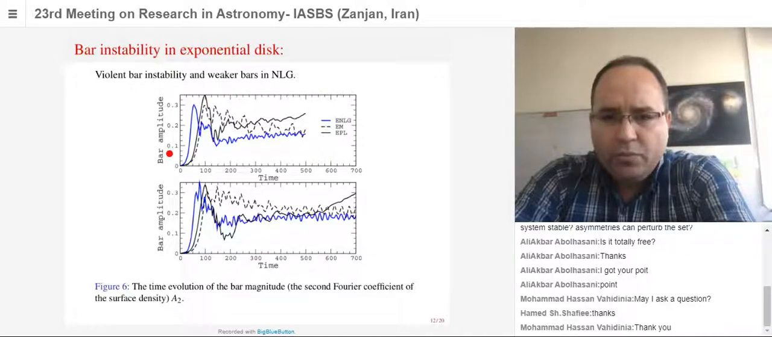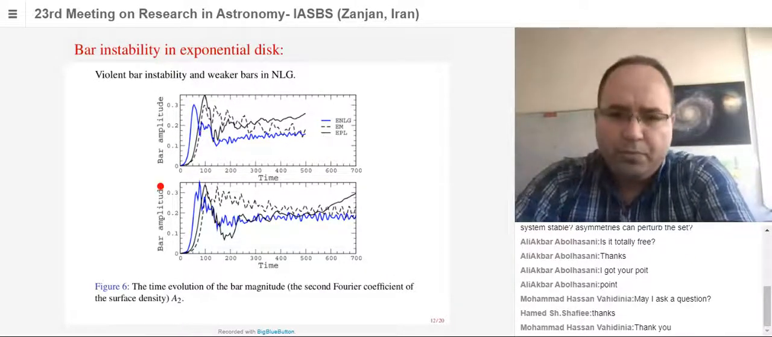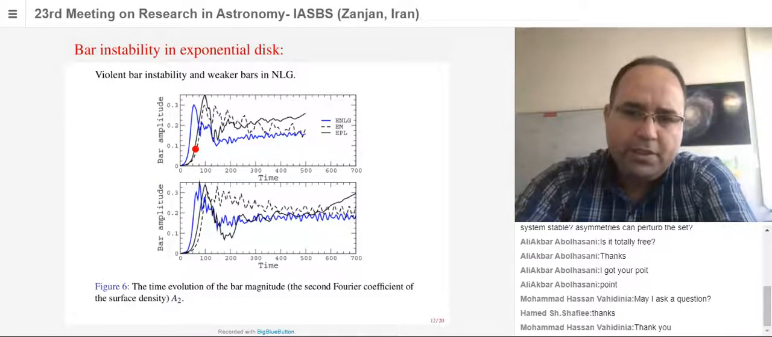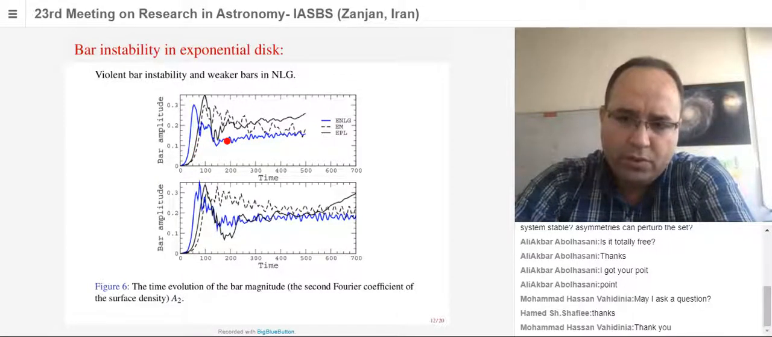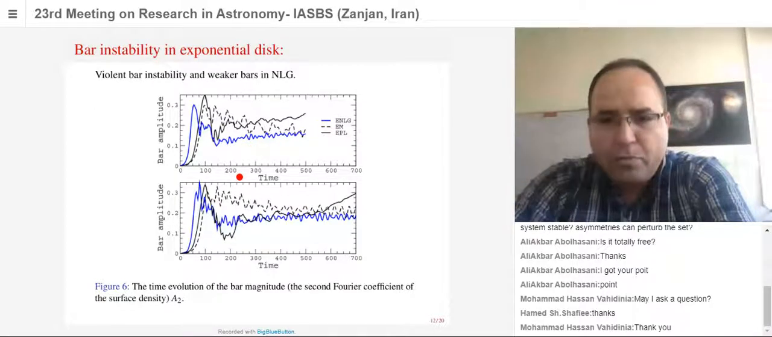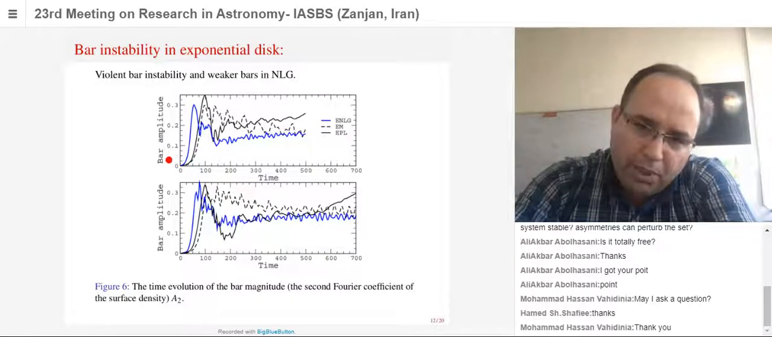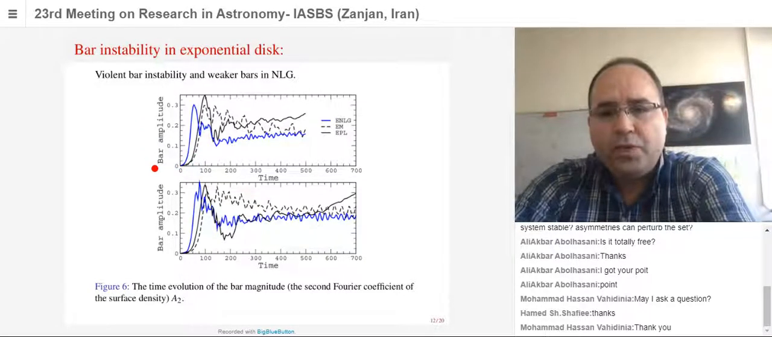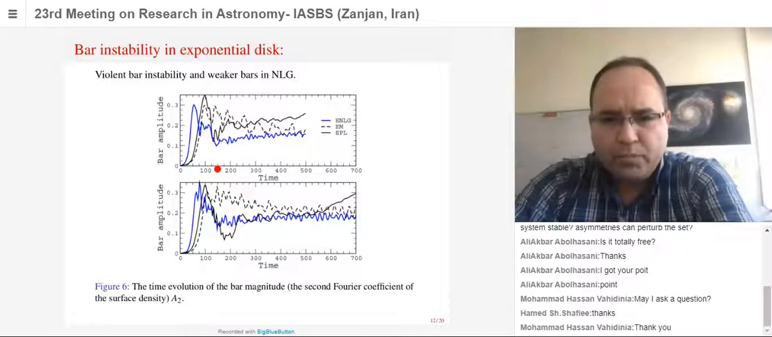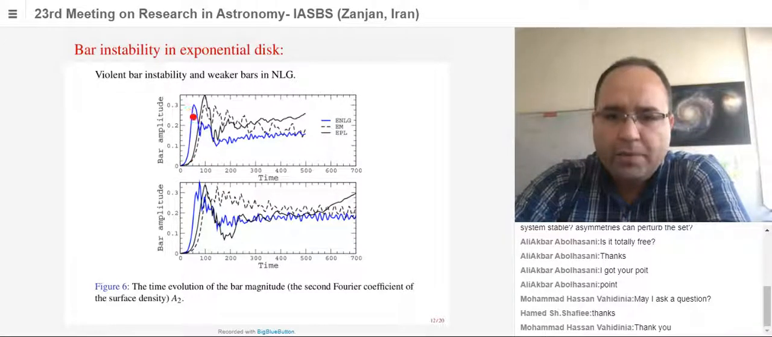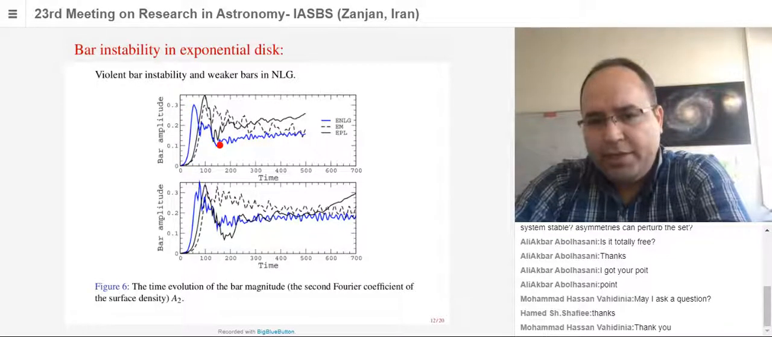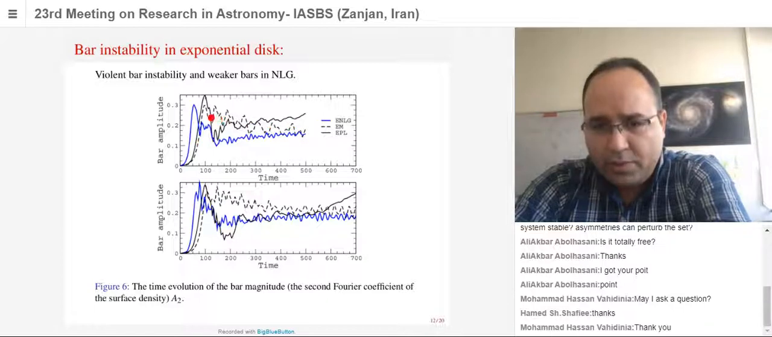Okay, here we see the bar amplitude. It's relevant to the bar instability in different models. In different panels, we use a different number of particles. By bar amplitude, I mean the second coefficient of the Fourier decomposition of the surface density, in fact. And as you see, bar instability happens more quickly in non-local gravity, and there are some oscillations in modified gravity models. Please also see this dashed curve.